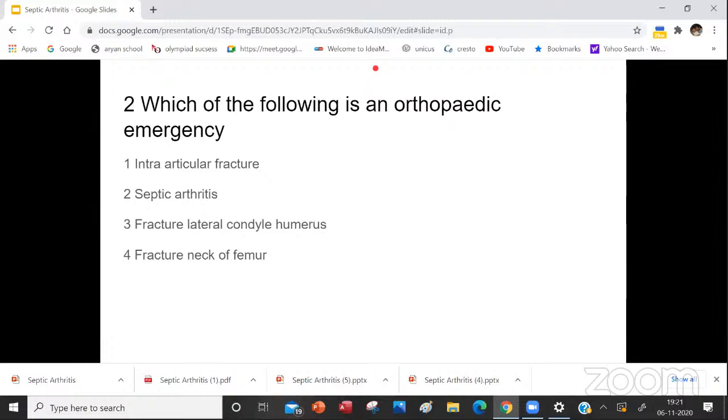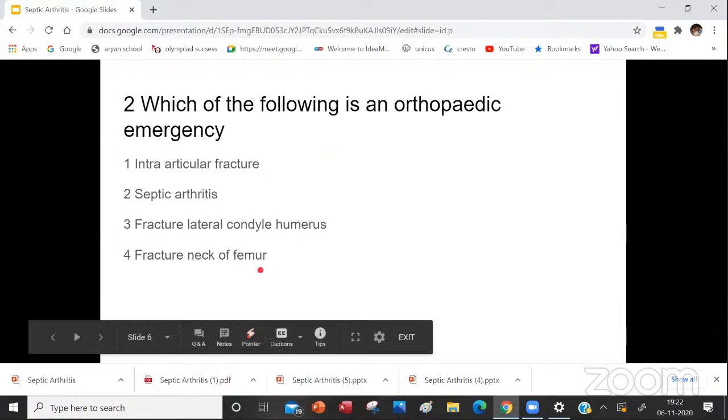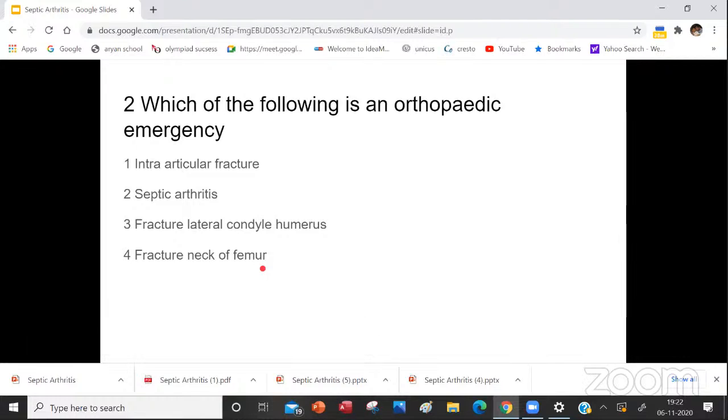No, Manjunath. The wild guess, going by the context of the subject being discussed today, would be septic arthritis. But you should know the rationale. Look at the other choices. An intra-articular fracture is a fracture of necessity. Any fracture, for that matter, is not an emergency unless it is an open fracture. Any fractures we can wait for fixation, except compound fracture and fracture neck of femur.